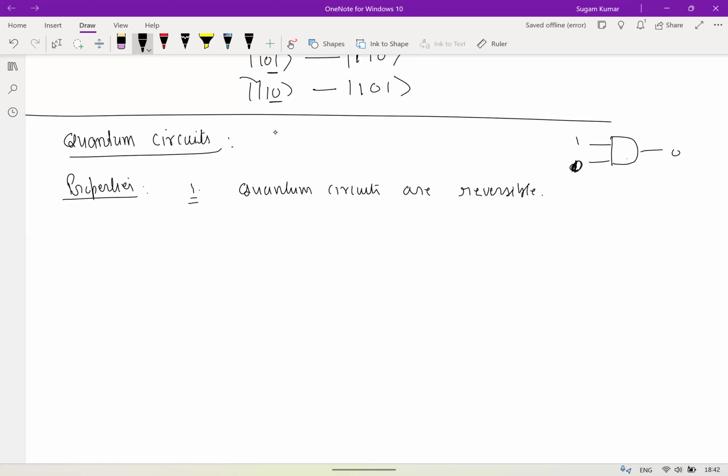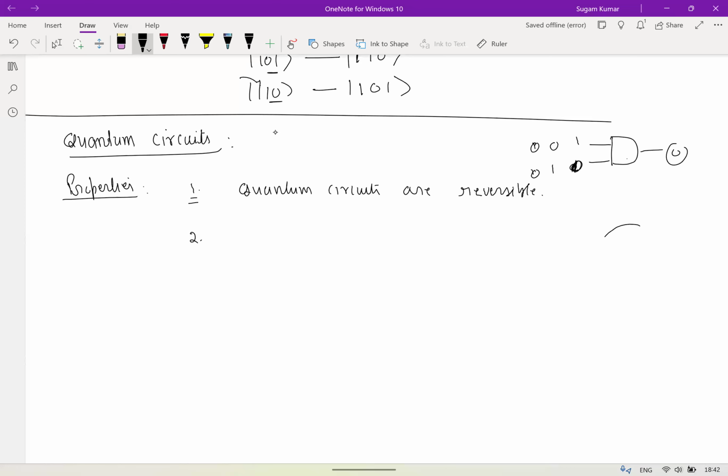Output is 0. And just by knowing 0, you can't reconstruct the input. Input can be anything like 0, 1 also, and 1, 1, 0, 0 also. So if you know the output, you can't construct the input. But quantum gates and quantum circuits, which are nothing but a quantum combination of quantum gates, are reversible in nature. So all quantum gates are reversible, and you can think about the Hadamard gate on the Bloch sphere also.